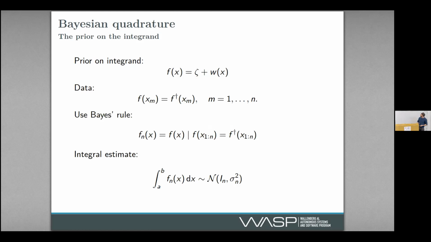You pick a bunch of points, evaluate, and then do a linear combination. And we do the same thing, except that we use Bayes' rule, so we get the posterior of the function, and then we just shift our posterior through this integral operator, and then we get again some mean value for the integral, and we also get a standard deviation.